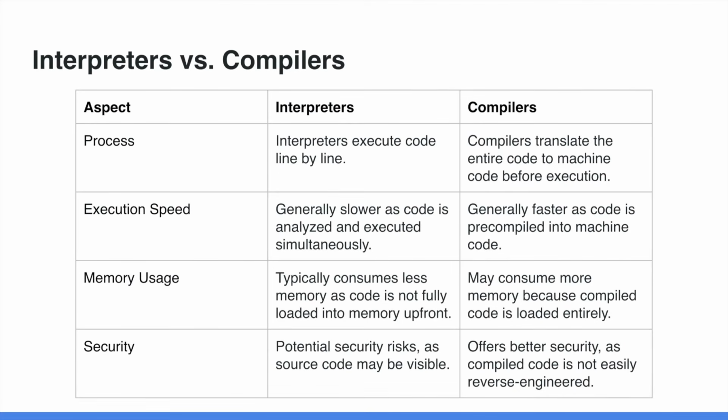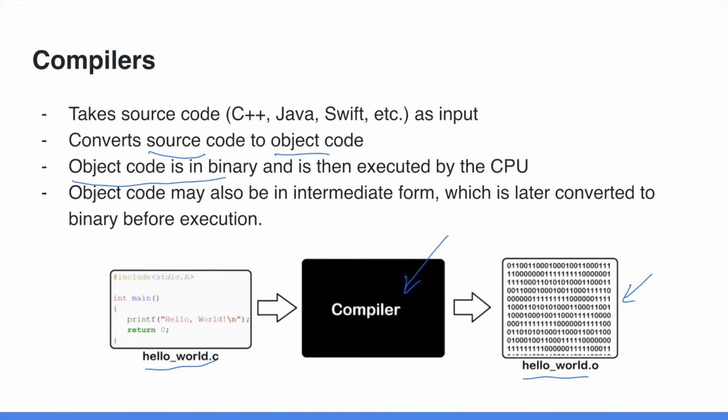Now, if we compare interpreters and compilers side by side, first by process, we can say interpreters execute code line by line, while compilers translate the entire code to machine code before execution. One of the implications is that every time we run code using an interpreter, we need to reinterpret and execute each line of code. Versus with the compiler, once we compile our code to object code, then we don't need to go through that process of translation to machine code again. With an interpreter, we're doing that every single time we run the program. With a compiler, we just need to convert our program to machine code once, and then we can execute that machine code.